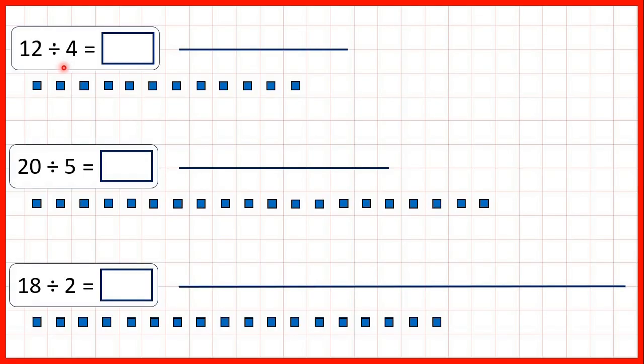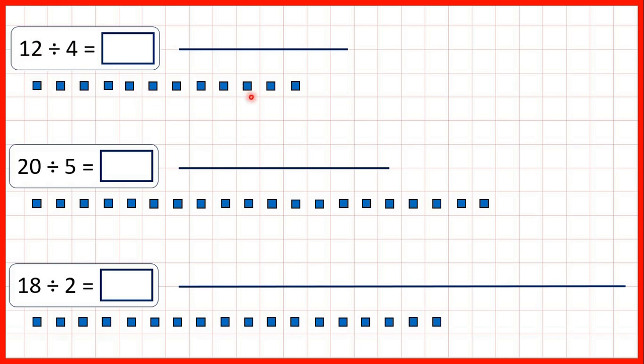Now here we have some division questions, and it's really important to understand that division can be 2 different things. It can be grouping, so putting things into groups, or it can be sharing. Here we're going to look at grouping. So for our first question, we have 12 divided by 4. If we're grouping, what this question means is how many groups of 4 can we make from 12?